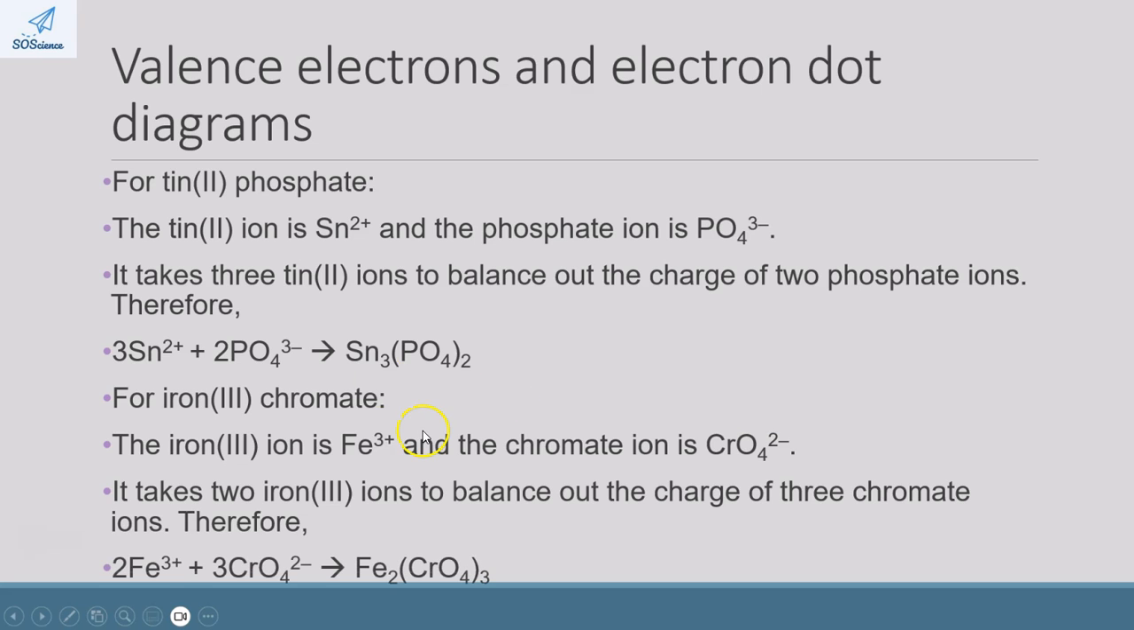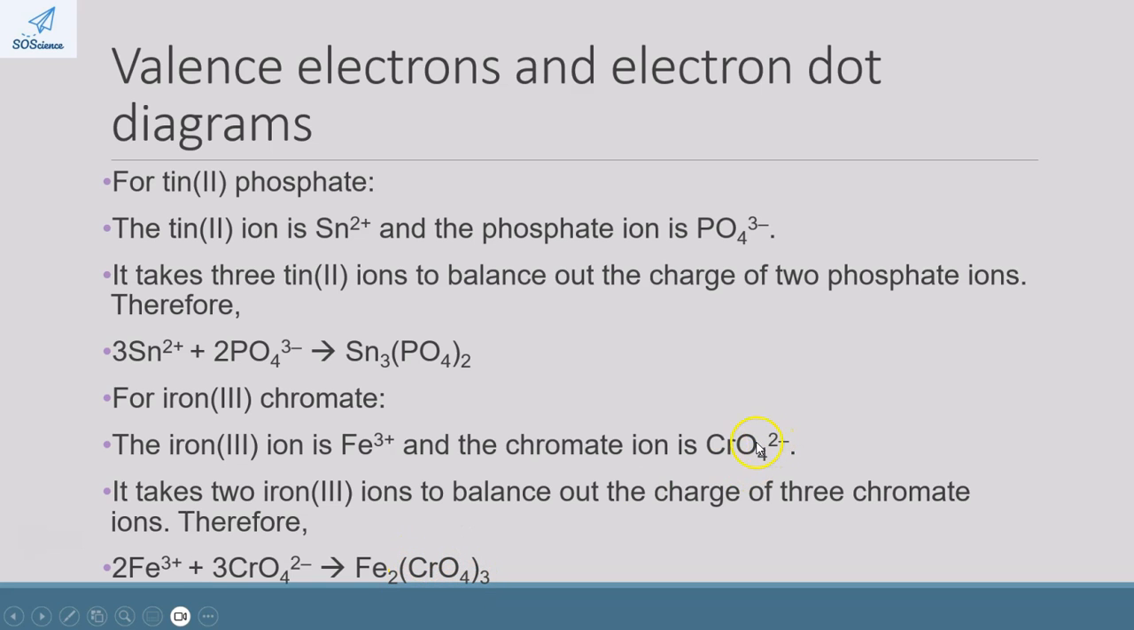So the balanced ionic equation is 2Fe³⁺ + 3CrO₄²⁻ makes Fe₂(CrO₄)₃. Using our crossing method, we would know that the 2 becomes subscripted next to the iron and that the 3 becomes subscripted next to the chromate ion. Just remember that you've got to put the whole chromate ion in a bracket because it means that we need 3 of these ions in total. They can't be separated, they're a family unit.